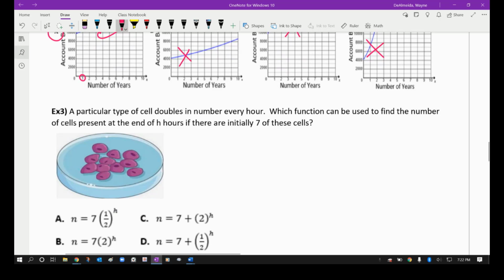All right, let's take a look at the last example. We need to decide which equation would represent the situation. So let's go ahead and do the rate. Let's find the y-intercept and let's find the equation. Okay, very good. A particular type of cell doubles, so we know that's 2, in number every hour. Which function can be used to find the number of cells present at the end of each hour if there was initially 7 of these cells?